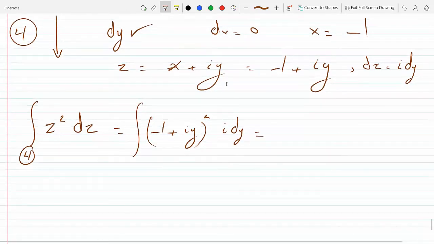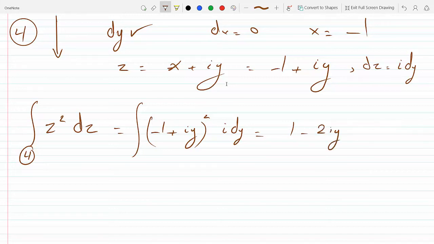Okay, so we get 1 minus 2iy plus i squared y squared. i squared is minus 1, so that's minus y squared, dy, or times i dy.